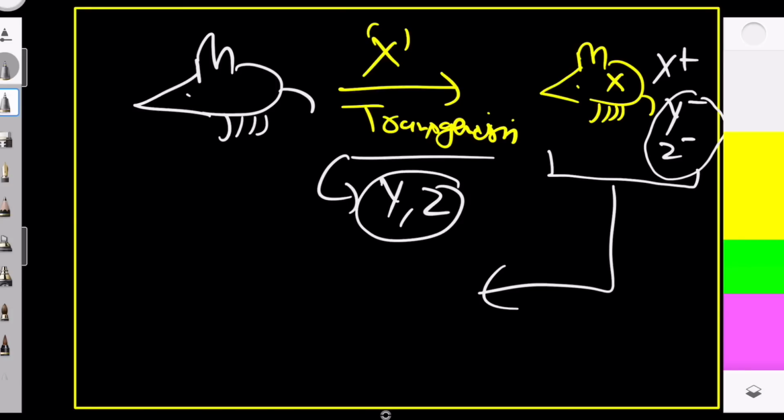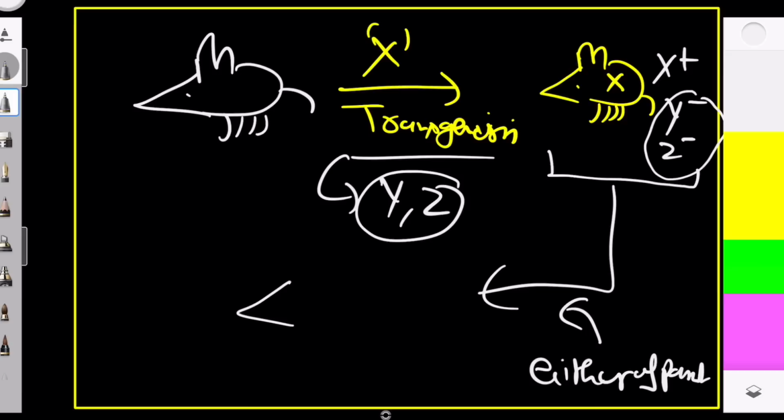So the Y and Z genes are present within the parents. In the back cross, we cross with either of the parents. What is the purpose? To restore the genes which were lost earlier. So you will keep doing the cross until it is X positive, Y positive, Z positive. This is the purpose of performing back cross.